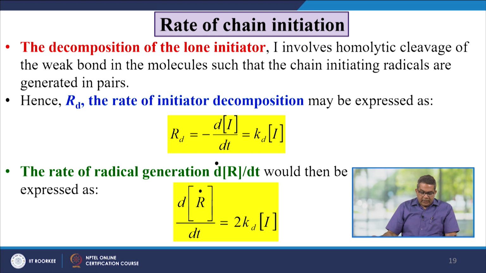Now, let us talk about the rate of chain initiation. Decomposition of an initiator involves the homolytic cleavage of a weak bond in the molecule such that the chain initiating radicals are generated in pairs. Now, here Rd is the rate of initiator decomposition. This may be expressed as Rd equals minus dI over dt equals Kd I, concentration of I. The rate of radical generation, d concentration of R over dt, equals 2 Kd concentration of I.